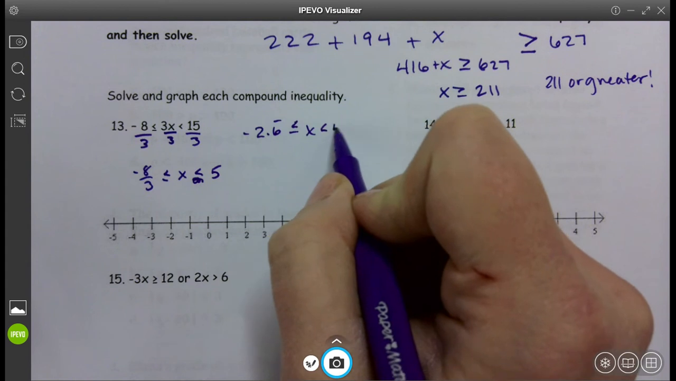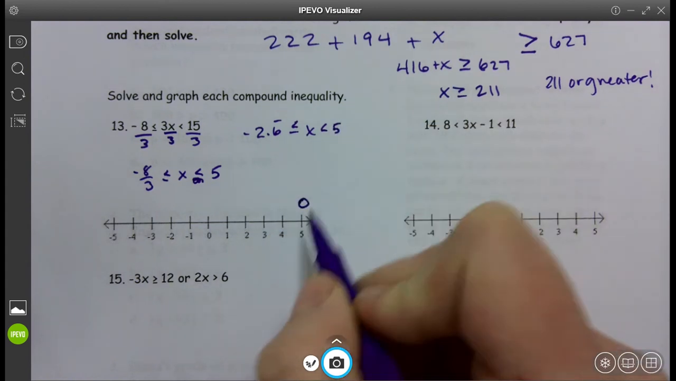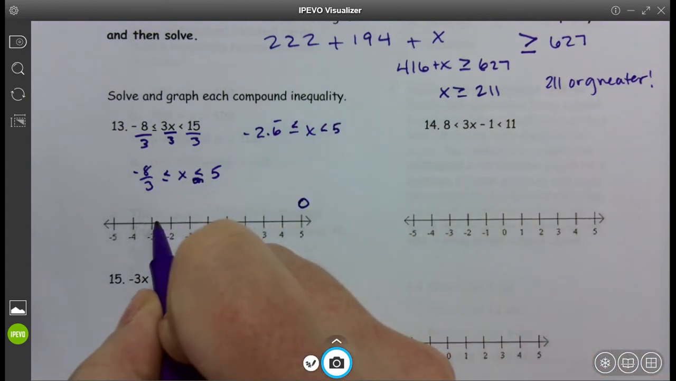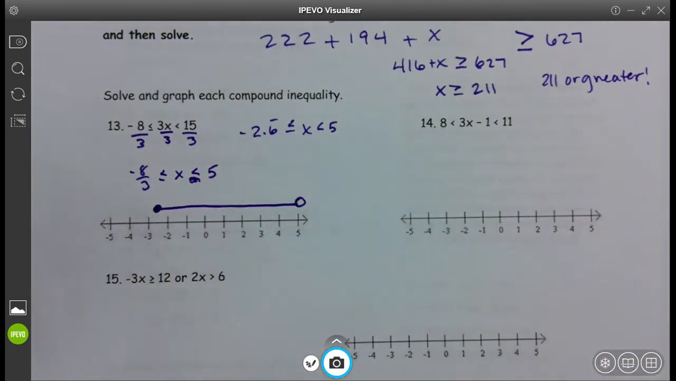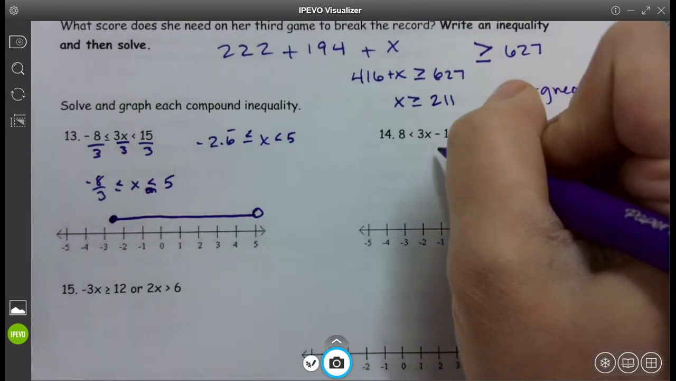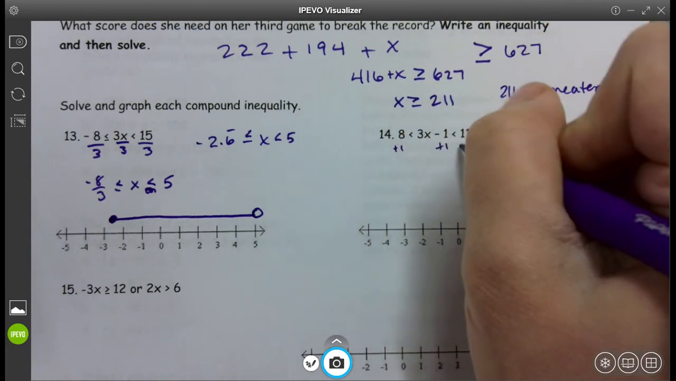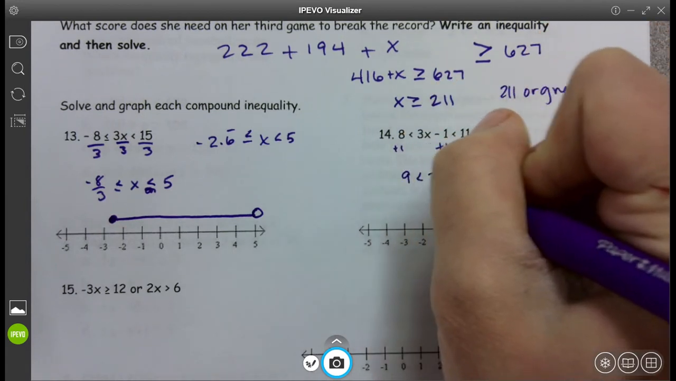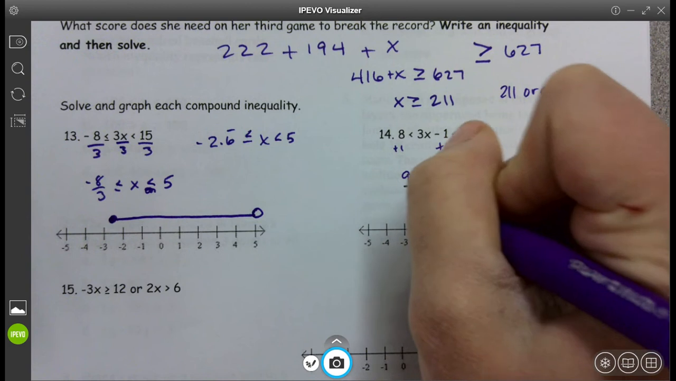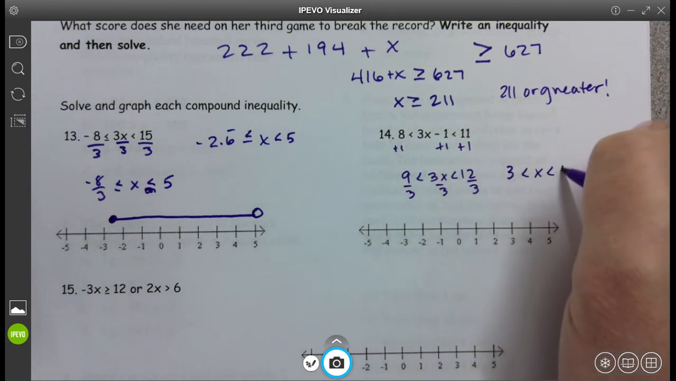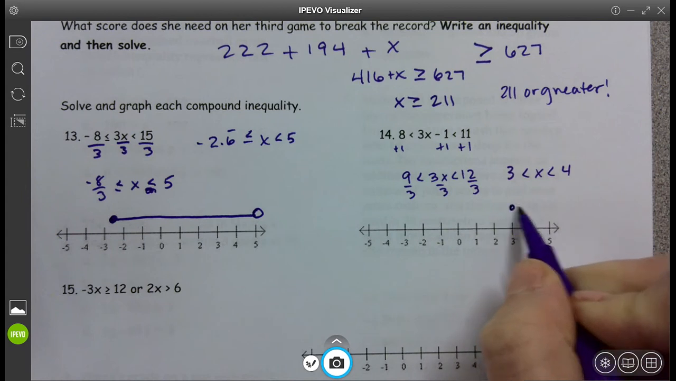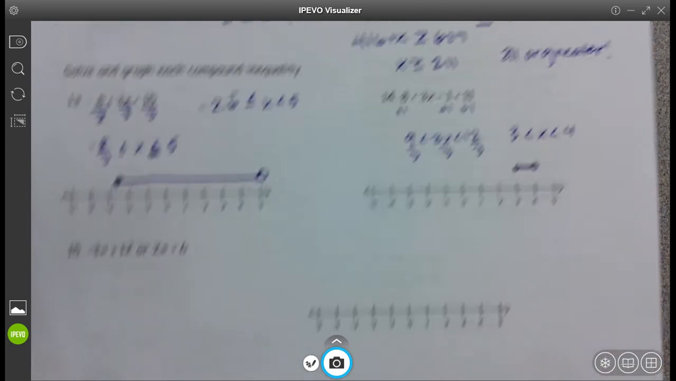So how would you write that? Make an open circle on 5. Go to negative 2.6, which is about here, and make a closed circle, and it's saying you have to be in between them. Here, you're going to add 1 to every side, and you're going to get 9 is less than 3x is less than 12. Divide everything by 3 because you're trying to get x alone. So x is in between 3 and 4. Open circle, because you can't be equal to it.